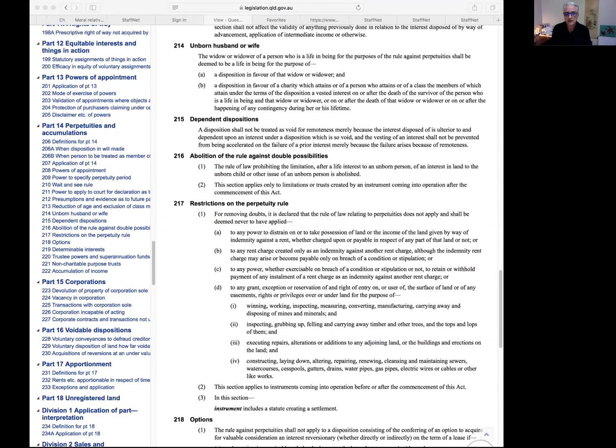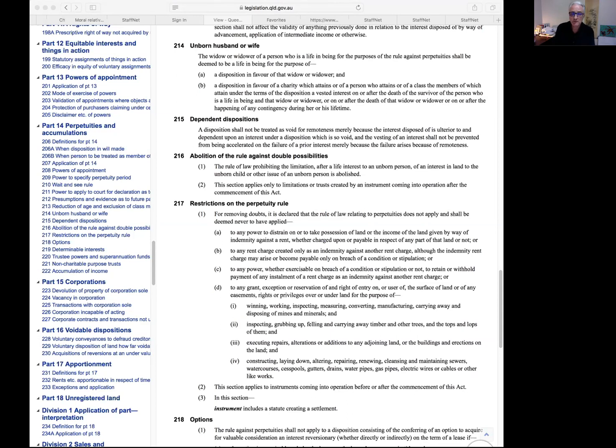Okay, but in thinking about working your way through a perpetuities problem, I've given you a step-by-step process there. You need to start by determining the date of creation of the interest. You then need to determine who is the life in being. If appropriate, apply the old rule against perpetuities, because maybe the legislation isn't applicable. You have to ask yourself, have we got a class gift here, or is it just a gift to a single entity, a single person? A class gift is a gift to multiple persons.